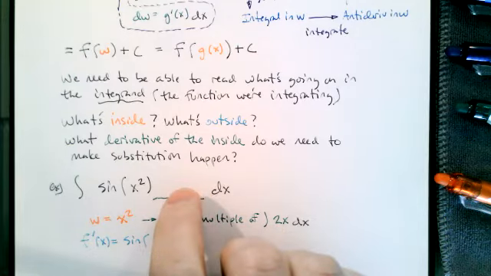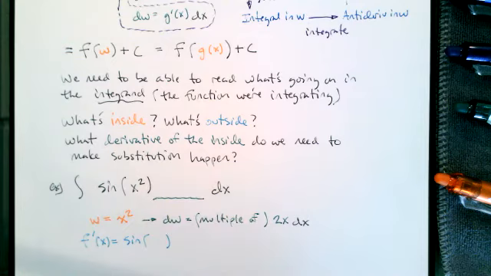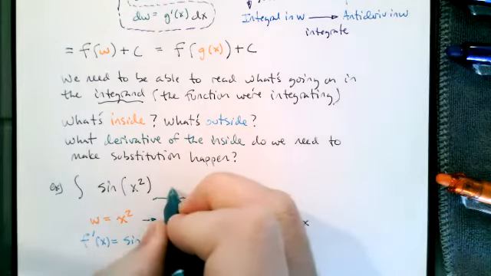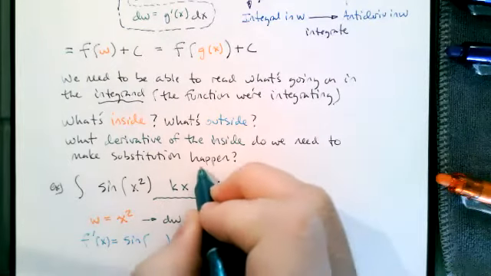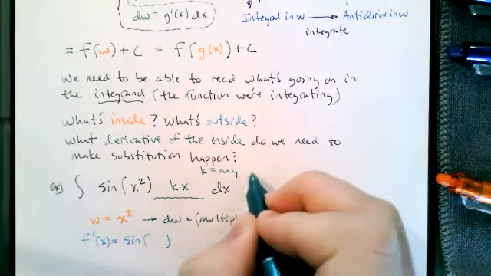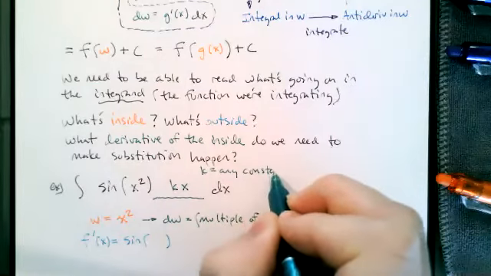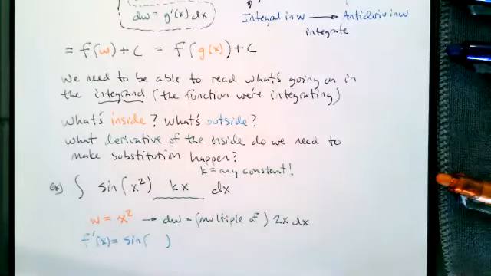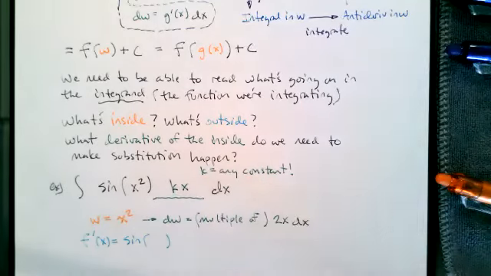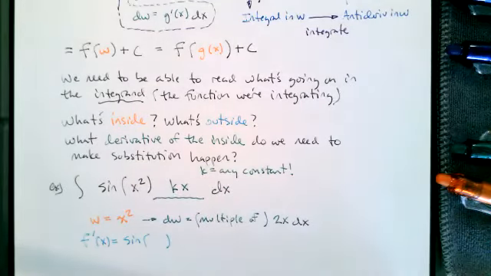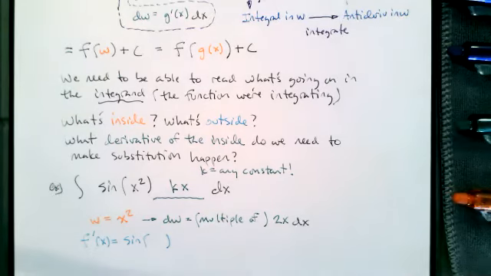It could be just x by itself. It could be a 2x, which is exactly what we need. It could be 10x or 1/3 of x. All we need is some constant times x. K can be any constant it wants. Any real constant. Don't try to be sneaky on me.